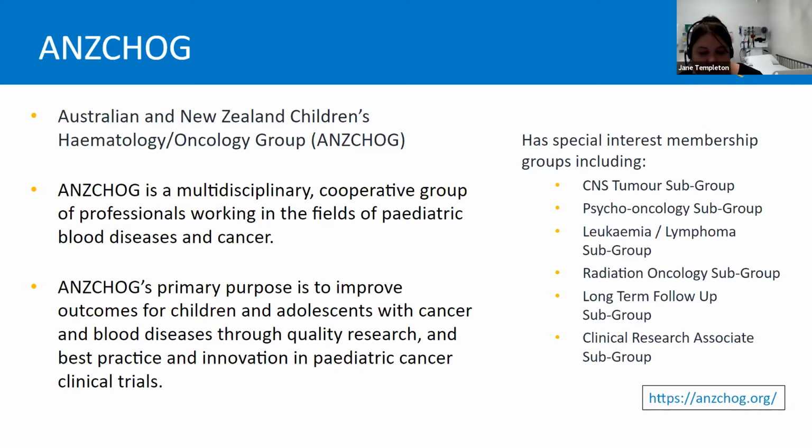ANZCHOG's vision is to ensure that all children and adolescents with cancer and associated blood diseases are provided with the highest quality evidence-based care to ensure optimal outcomes in terms of survivorship and quality of life. They also have special interest groups, which we've got listed there as well. So as I said, I encourage you to get a membership form, and we will also talk about this at the end of the webinar series just to remind you how to do that.